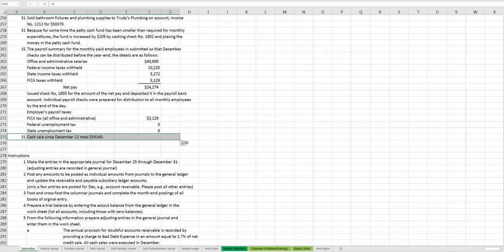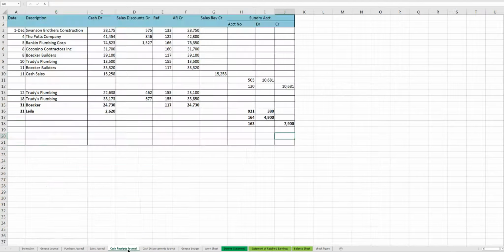And then finally we have cash sales in December. Cash sales since December 12th total $59,160. So this will be a cash received journal entry. For cash sales, we're going to debit cash and credit sales.